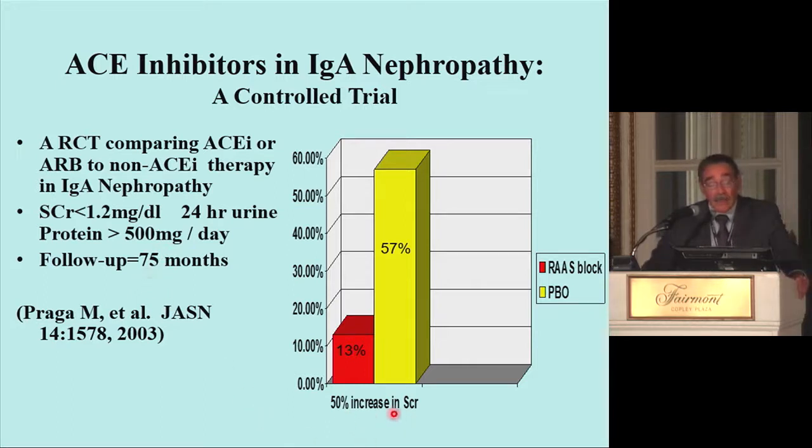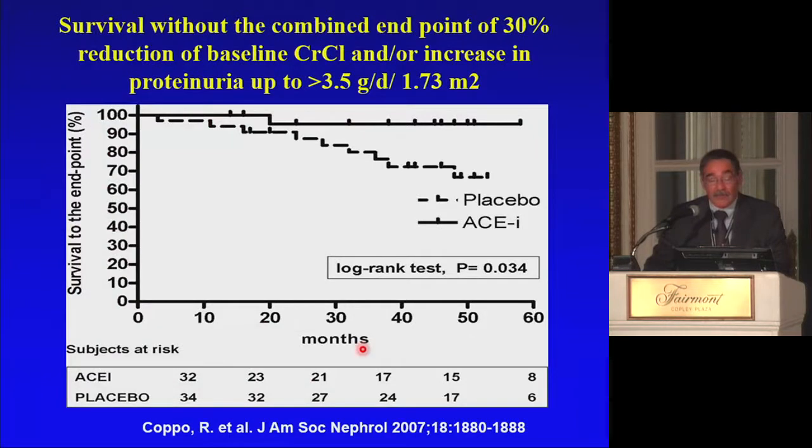If you look at those getting a 50% increase in serum creatinine, here's the placebo group. But remember, the placebo group is other antihypertensives at the same blood pressure. Here's the group that got the ACE inhibitor or ARB, clearly strongly in favor of the ACE inhibitor or ARB. If you look at Rosanna Coppo's study, very similar. She looked at those who didn't get to the endpoint of either a 30% reduction in baseline creatinine clearance or an increase in proteinuria to nephrotic level, either one.